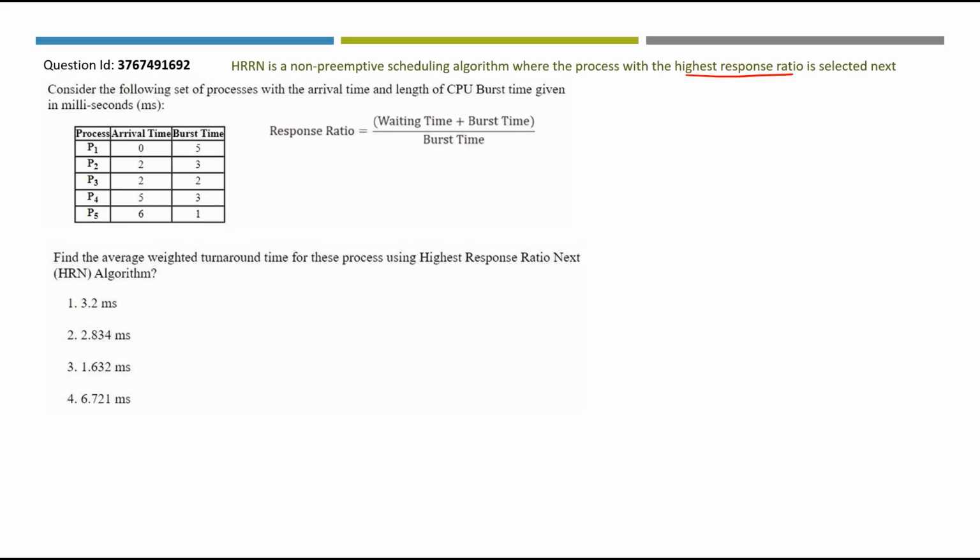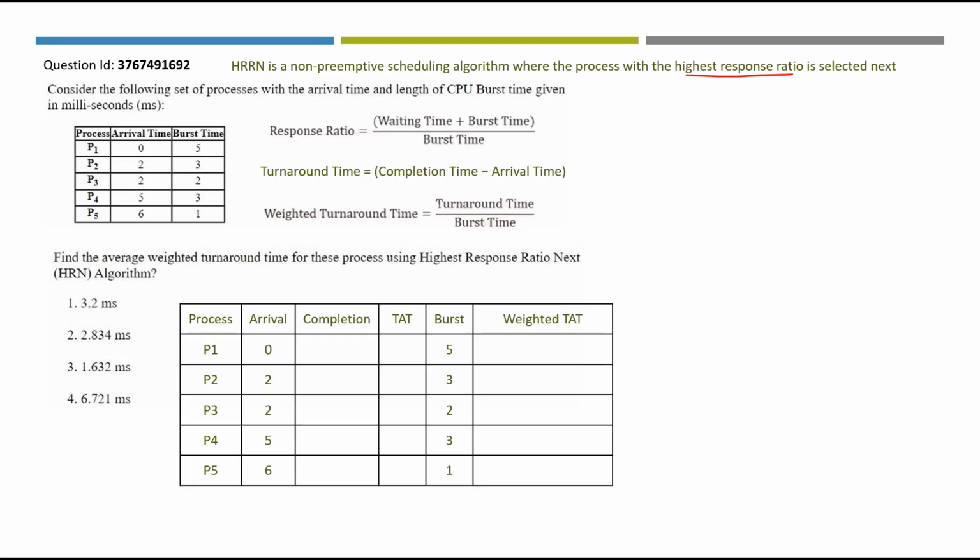Why is this particular response ratio useful? Because sometimes a process may come earlier, but due to its long burst time, it has to wait for a very long time. In order to not allow a process to suffer more starvation, this response ratio will be useful. What is the question about? Average weighted turnaround time. So for weighted turnaround time, we need turnaround time divided by burst time. What is turnaround time? It is completion time minus arrival time. We have to find the completion time, turnaround time, and from there we have to get weighted turnaround time.